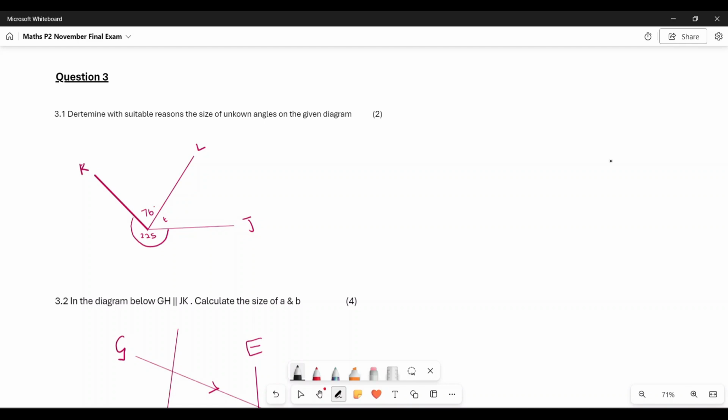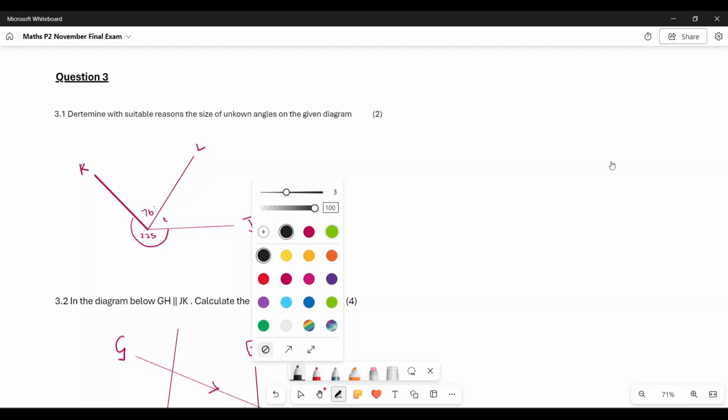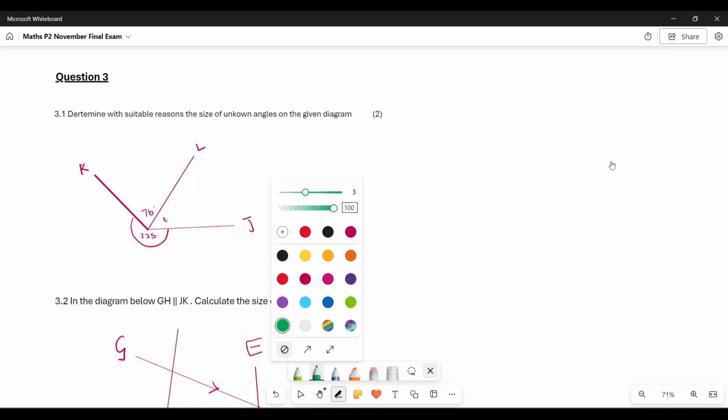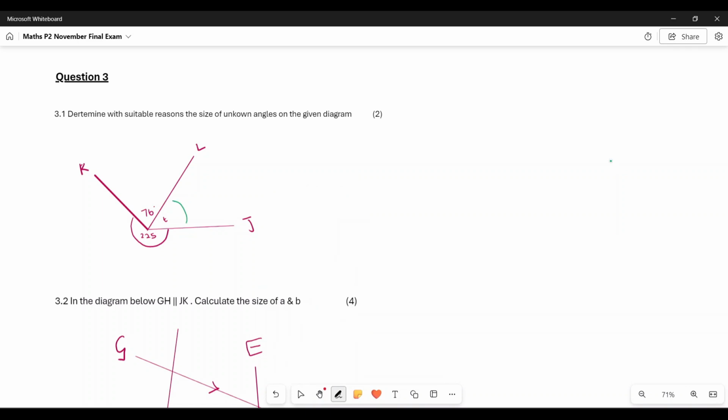Determine with suitable reasons the size of unknown angles in the given diagram. Now, on this diagram that we're given here, the only unknown is angle T, right? So let me just try and highlight angle T. So this is the angle that is unknown, which is angle T.